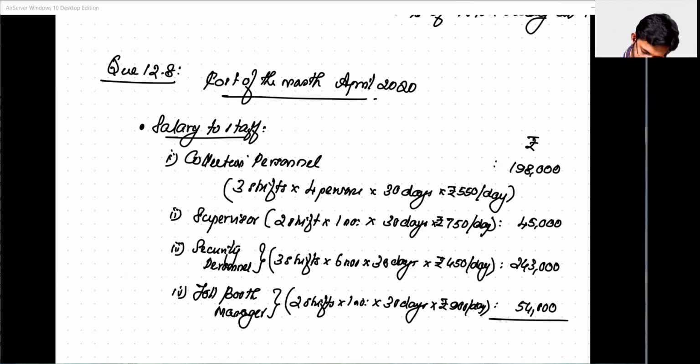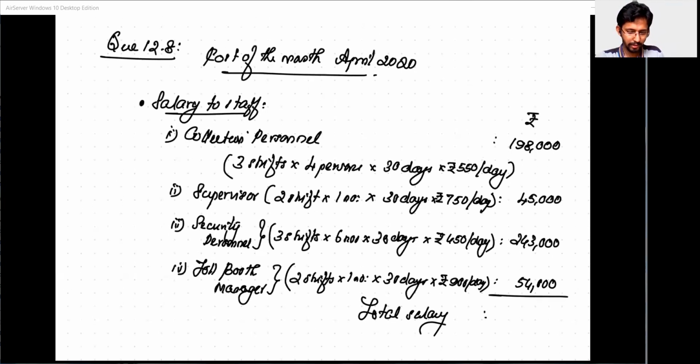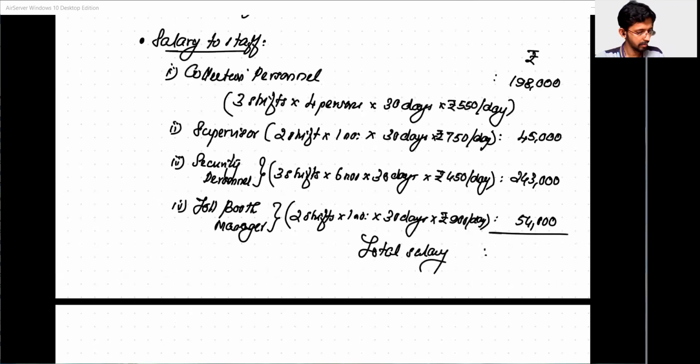So total salary it is 198,000 plus 45,000 plus 243,000 plus 54,000. That is 5,40,000.